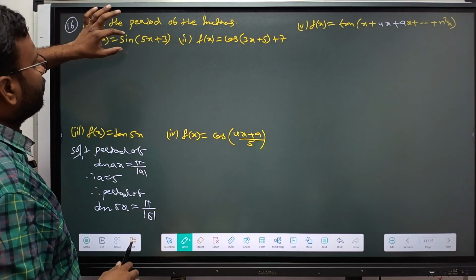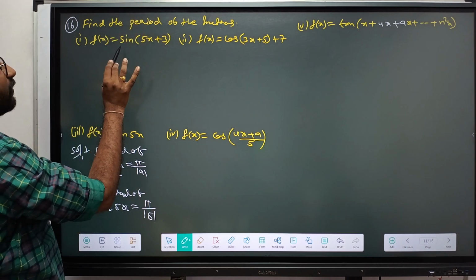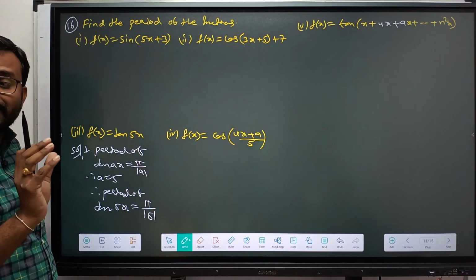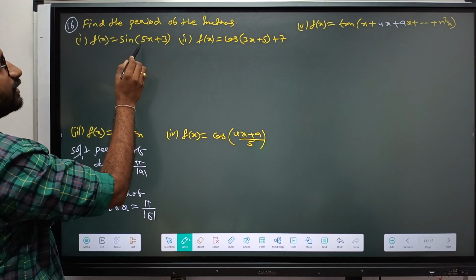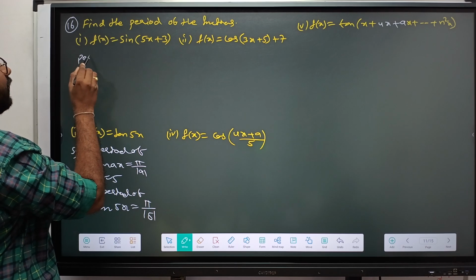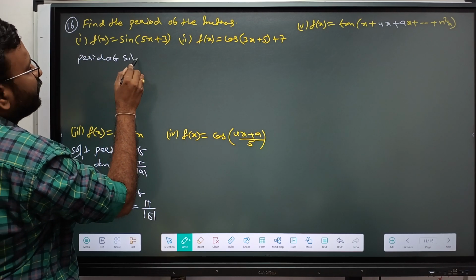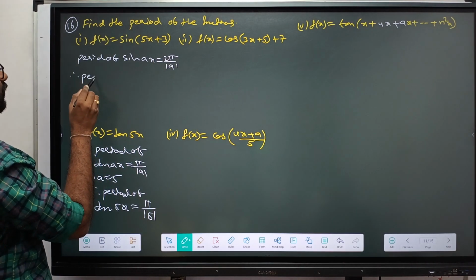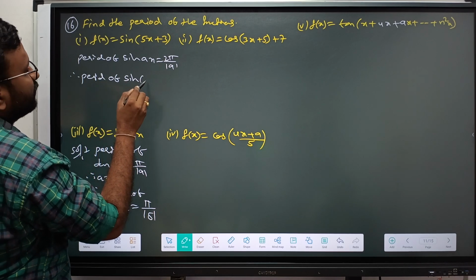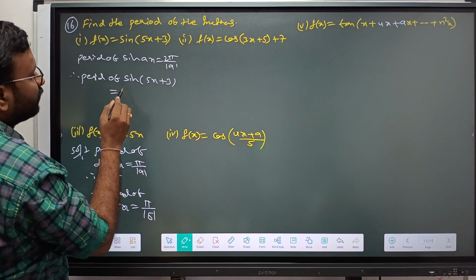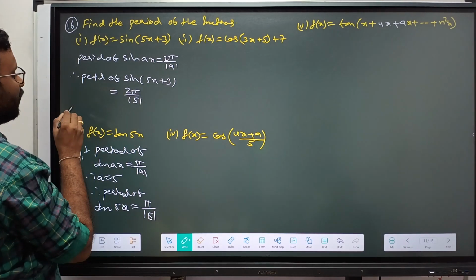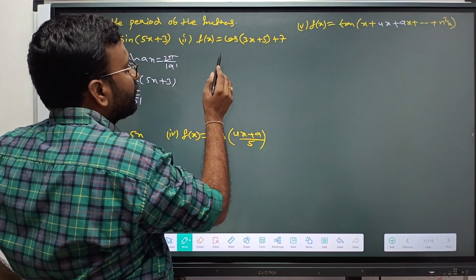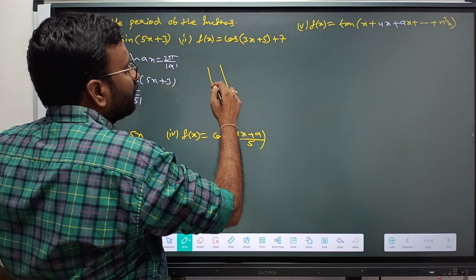Now what is the period of this one? See here, this is in the form of sin ax plus b. Here we need only the coefficient of x. So what is a here? 5. Simple. So period of sin ax is equal to 2 pi by mod a. Therefore period of sin 5x plus 3 is equal to 2 pi by mod 5, since a is equal to what? 5. What is the period of this? 2 pi by mod 3.